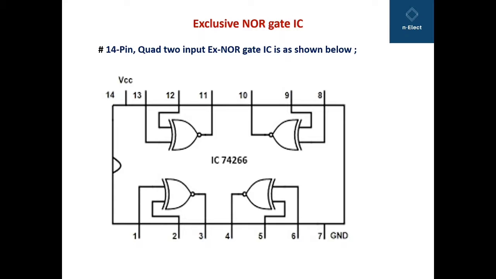Again, so far as the IC of the exclusive NOR gate is concerned, it is again a 14 pin IC, of which pin number 7 and pin number 14 are the supply pins, and it's a quad 2 input XNOR gate IC since it accommodates 4 XNOR gates within a single IC. But here you can see the direction of these two XNOR gates is from left to right, while here the direction is opposite.